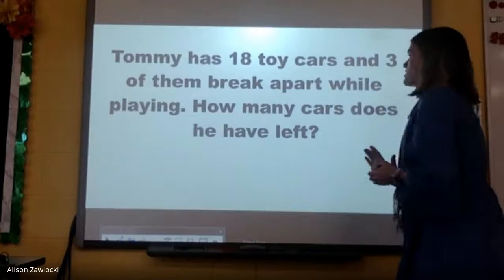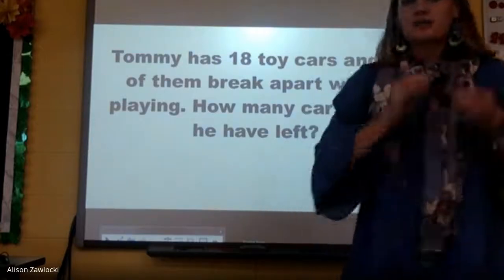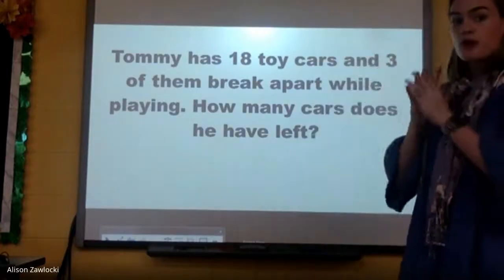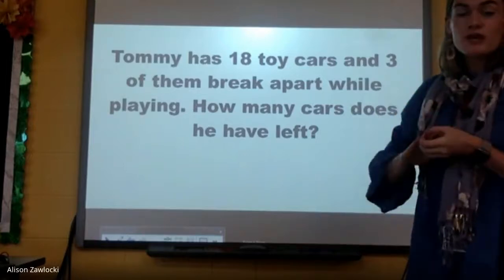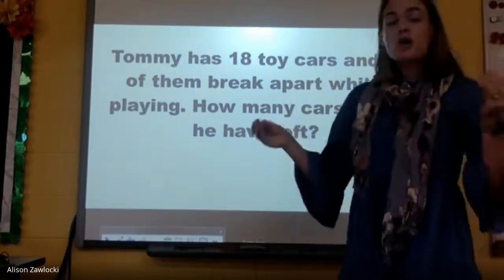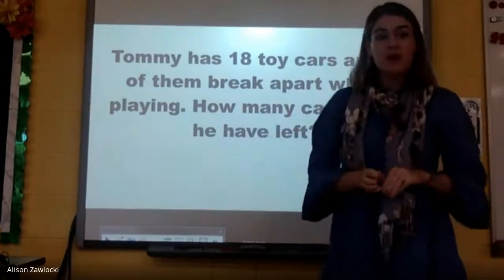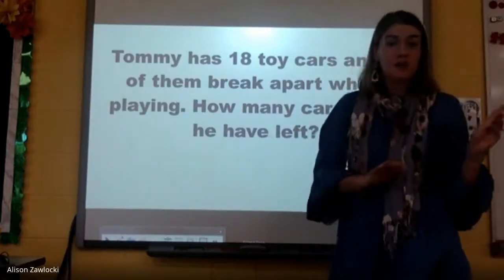Okay, let's get started. We are going to solve some word problems together. I will read it to you. We're going to write a number sentence. Then we're going to show our work of how we completed that problem. I noticed some of us forgot to show our work last week.